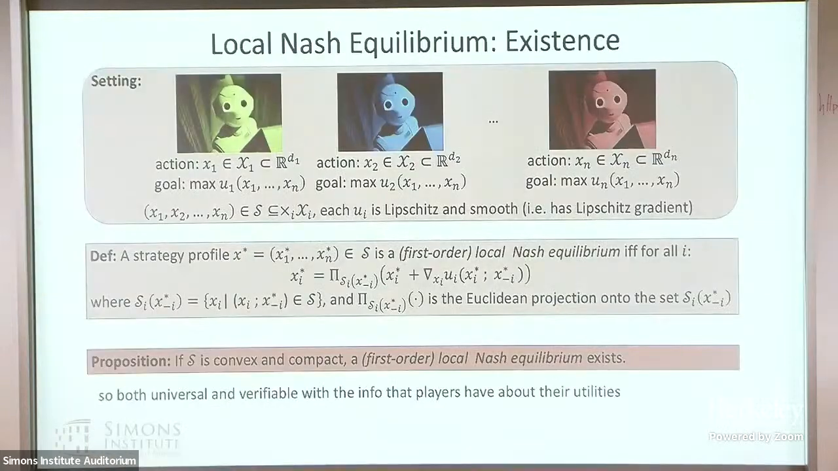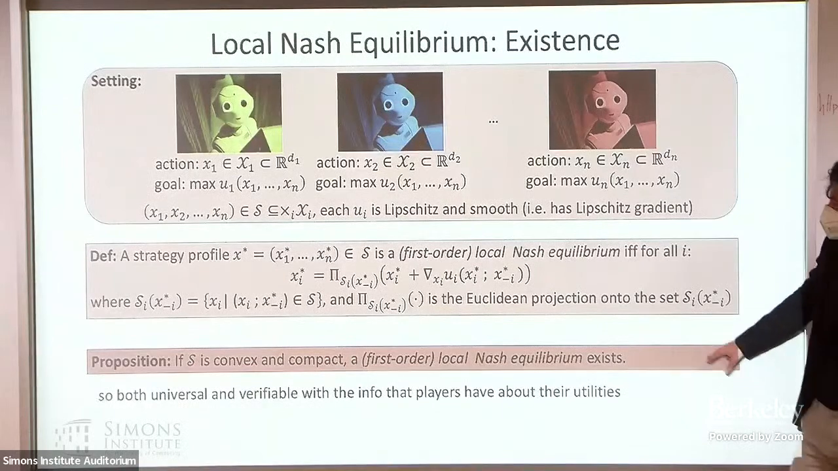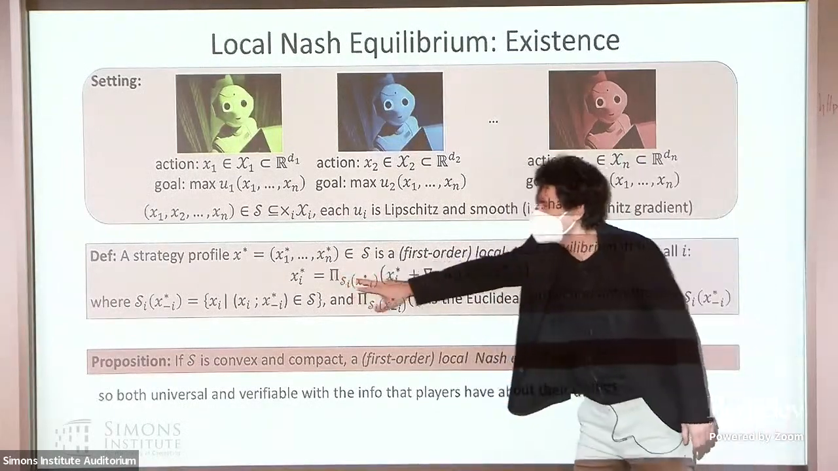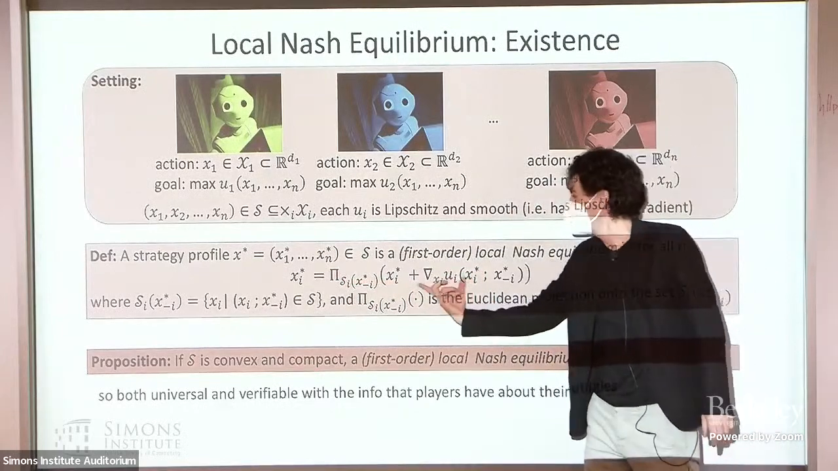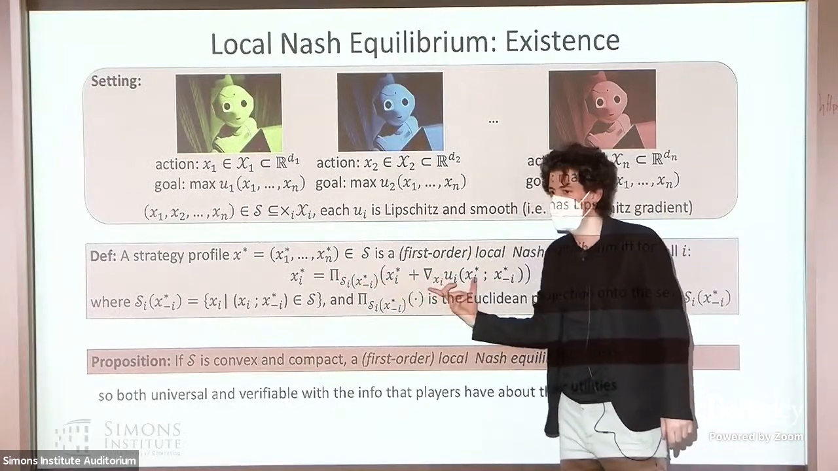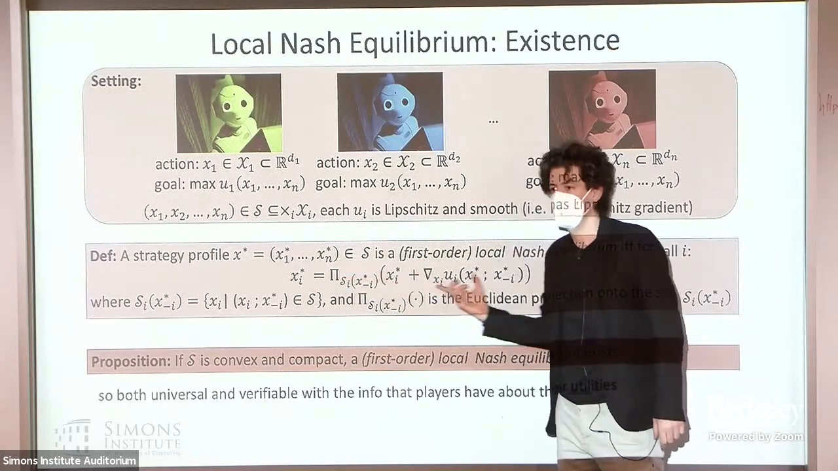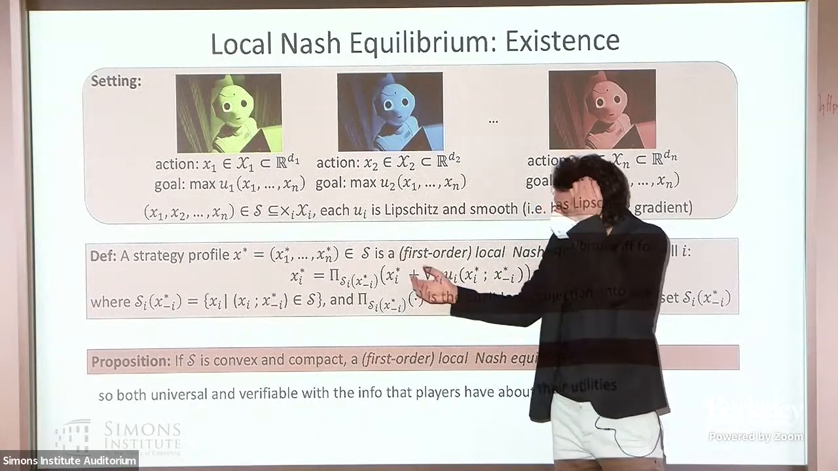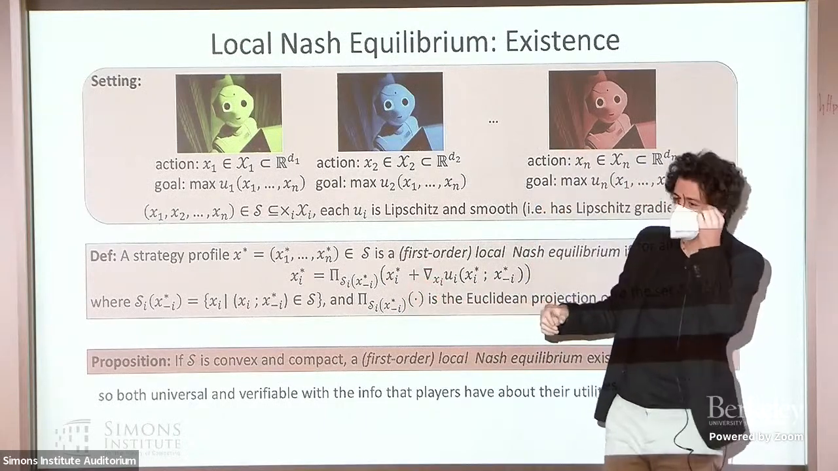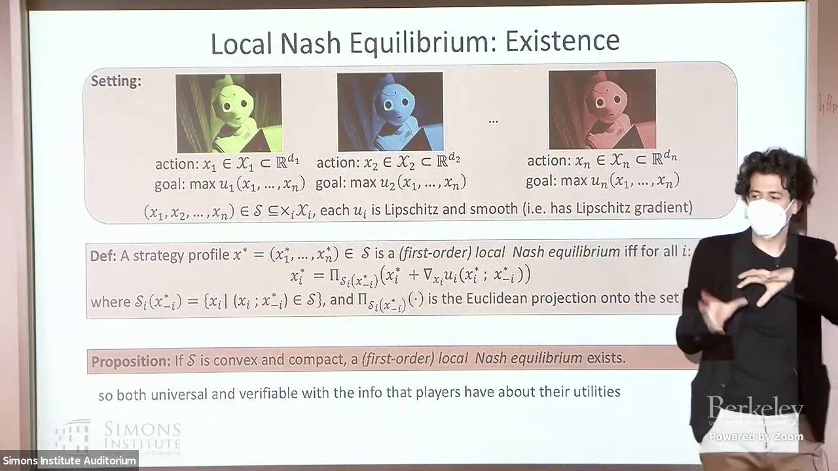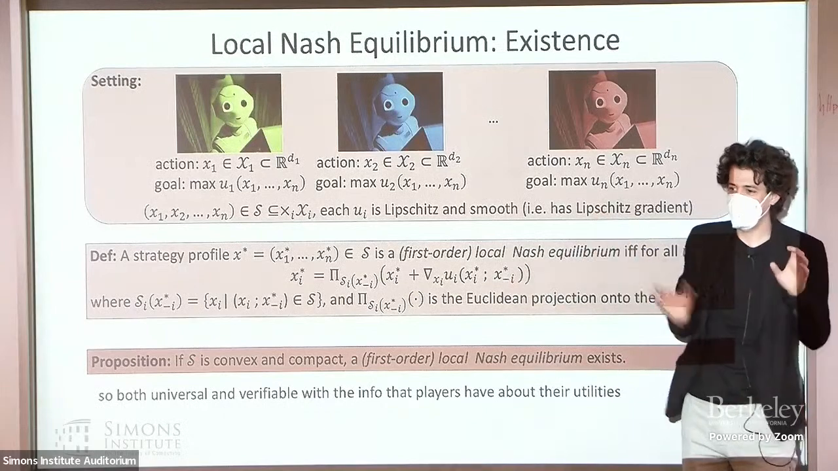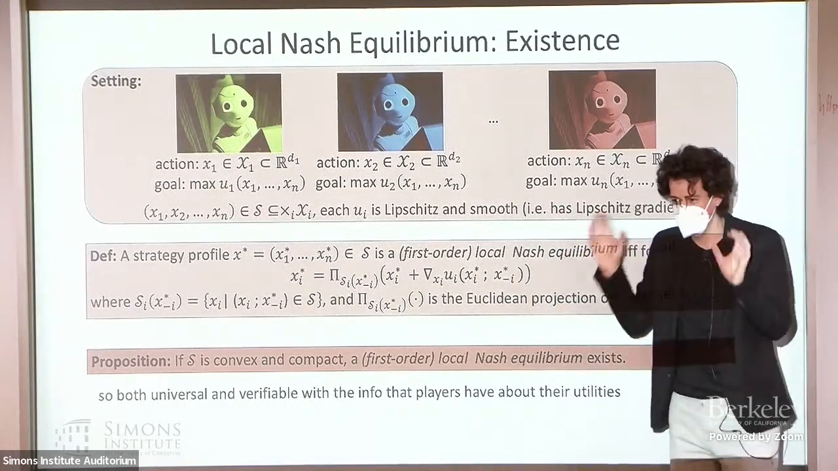So it's a proposition. The fact that this exists shouldn't be surprising. Under smoothness of utilities, this is a continuous map. Projection is continuous, a Euclidean projection. So this is a continuous map, and by Brouwer, and my set is convex. But you have to do something though. Because the constraints are entangled, the way I've set it, this is not the right map. So you have to go to a different map, but the idea is similar.